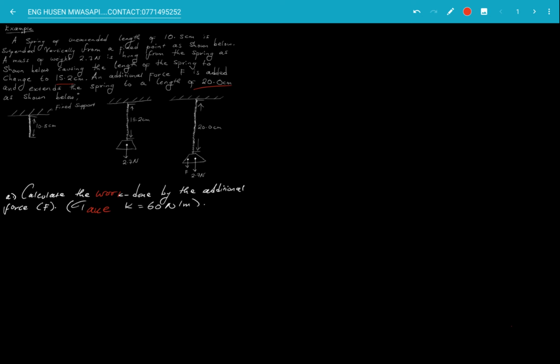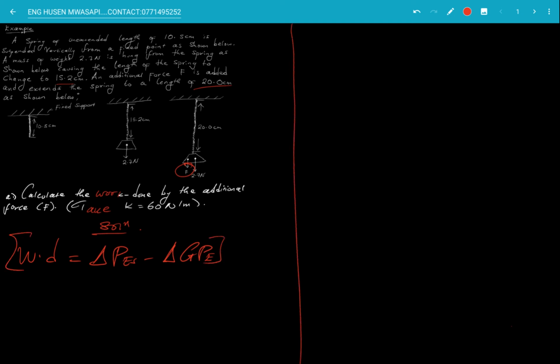Alright, so now how are we going to go about solving this? Very simple and straightforward. So to find the work done by the addition of force F, it should be the difference in the potential energies that were created by the spring and by the mass that was attached to the spring. So we say work done is equal to the change in elastic potential energy of the spring minus the change in gravitational potential energy of the mass attached to the spring.